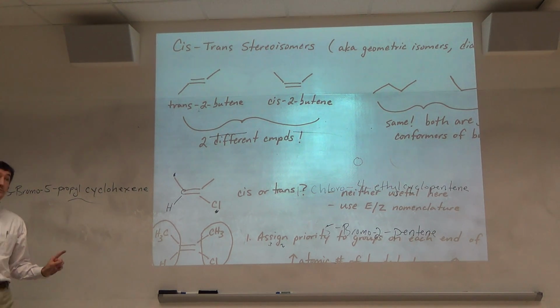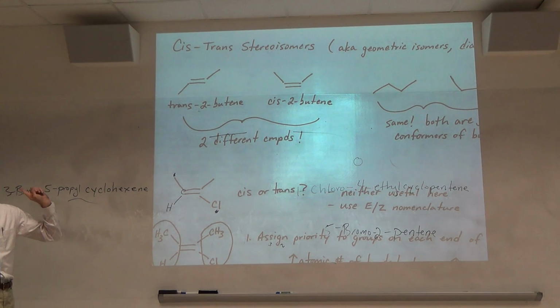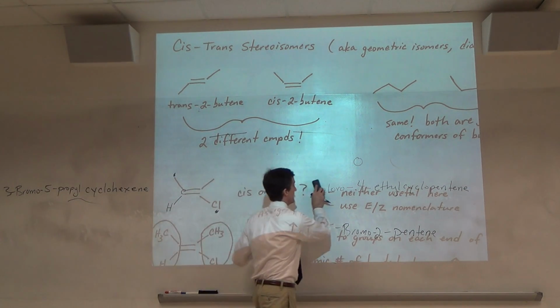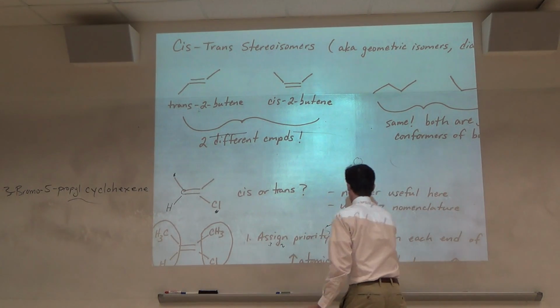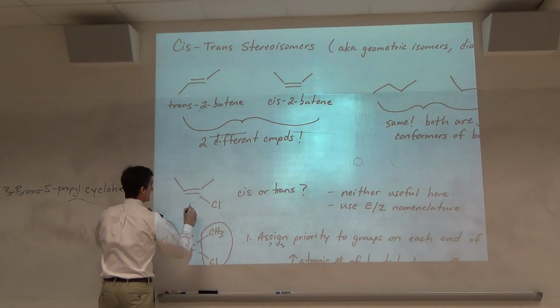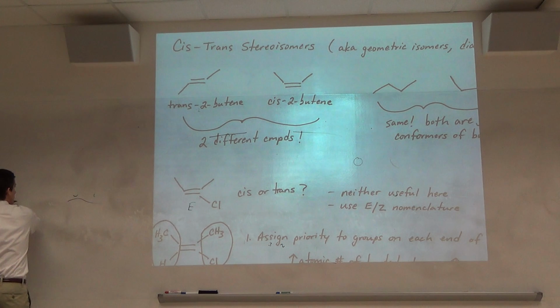And when your high priority groups are trans, it is E. It gets designated as E. Alright? That's how you do this. And that's what's shown below. So we know this is E. We just did it. What's the name of this compound?